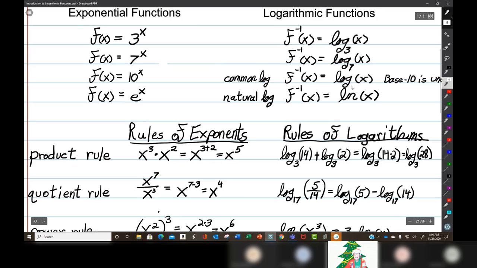It's really base 10, but we don't write the 10. So it looks like there is no base there, but there is a base. It's an invisible 10.